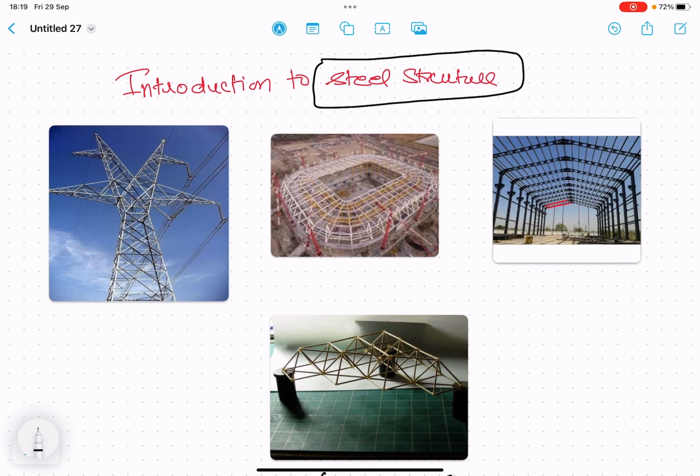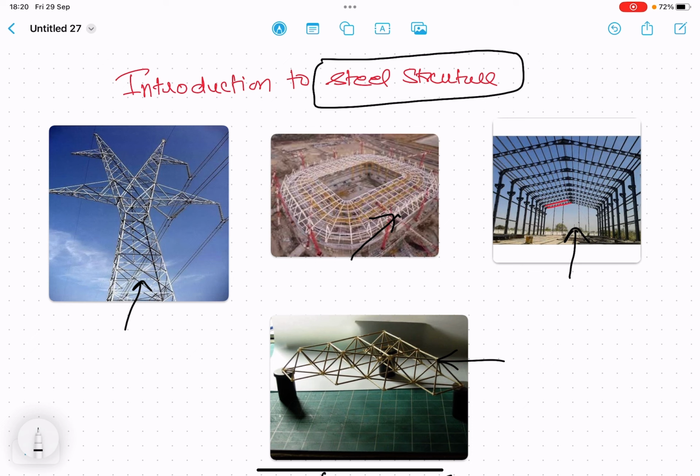When you visit some places or you are roaming around in your city, you have seen such steel structures. This is basically a power transmission pole. This is some stadium work. This is some shading work, roof shading work basically, and this is a truss. So all these structures are called steel structures. Basically, whatever structure is made up of steel or some metal that you have seen in daily life, these are steel structures.